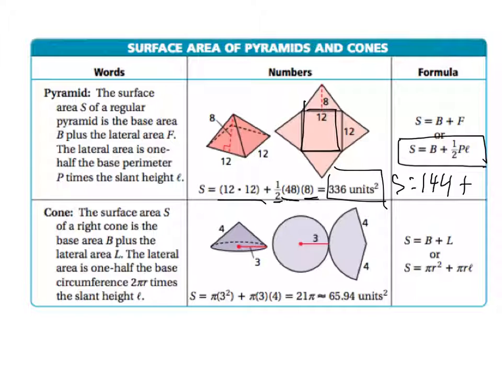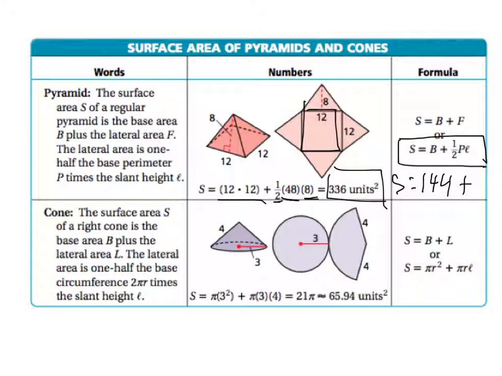Okay? So the equation you guys need to know for surface area of a pyramid is the area of the base plus 1/2 times the perimeter times the length.